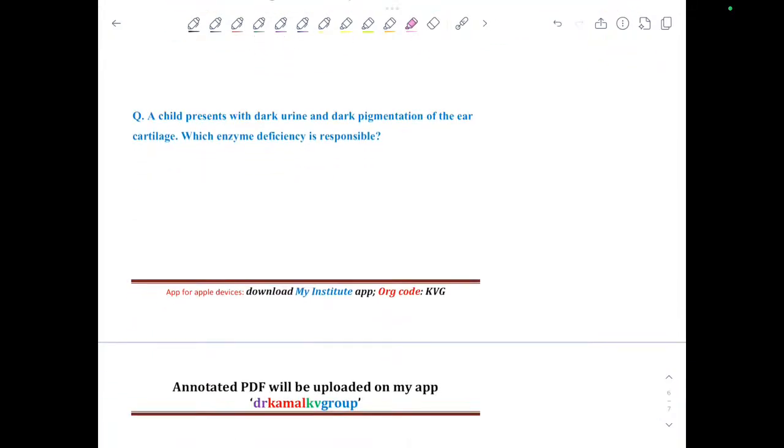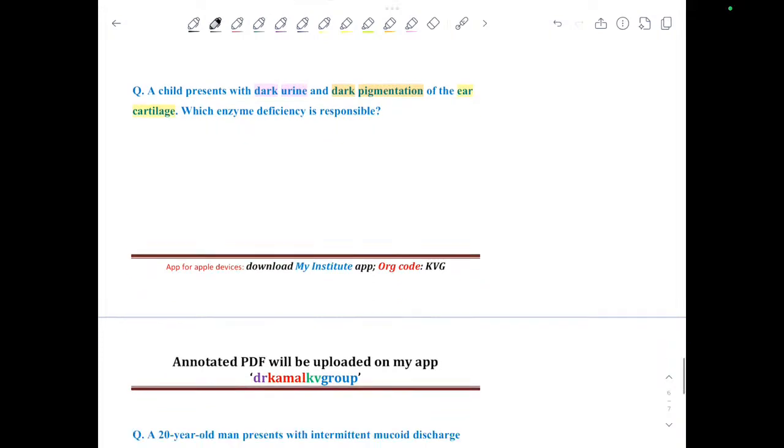Now, a child presents with dark urine and dark pigmentation of the ear cartilage. Which enzyme deficiency is responsible? I think this question has been asked many times, and I haven't seen any paper in which this question is not included. Whether it is FMGE, NEET PG, or INICET, everywhere they will put it, though the level of difficulty varies.